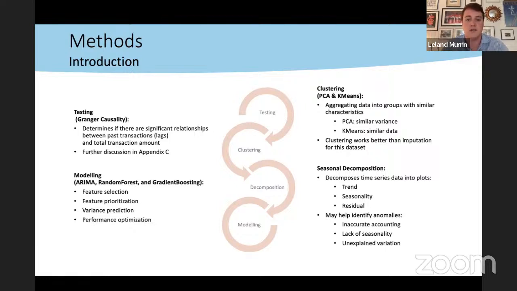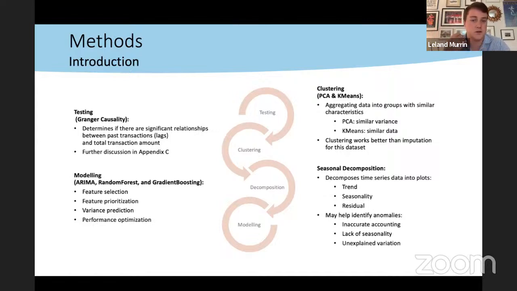We then went into some seasonal decomposition to get the time series data plots into 3 different decompositions: trend, seasonality, and residual, to get some idea of, is this explained by seasonality or is it randomness? Again, is this inaccurate accounting? Are we seeing some unexplained variation, or is there just no seasonality, or is everything explained by seasonality? And we used the seasonal decomposition to drive our modeling and our feature selection and prioritization.